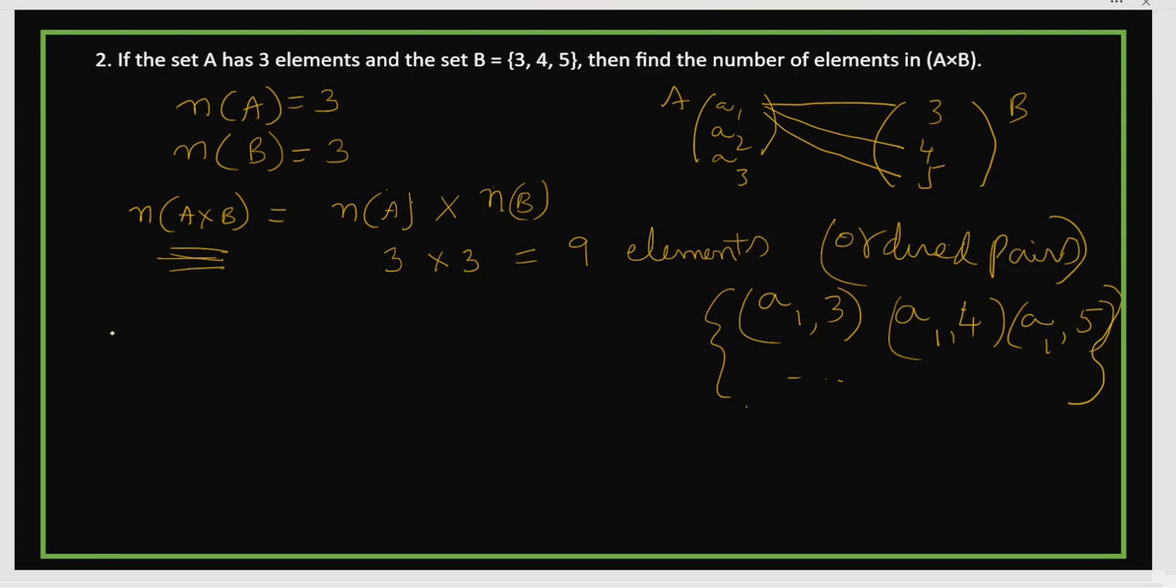So now see what is being asked. A has 3 elements and set B has 3 elements. Find the number of elements in A cross B. This is the answer. Simple, right? This is pretty straightforward. We'll move to the next question.